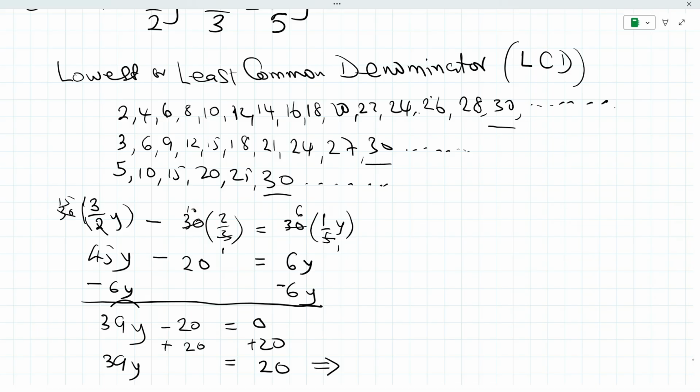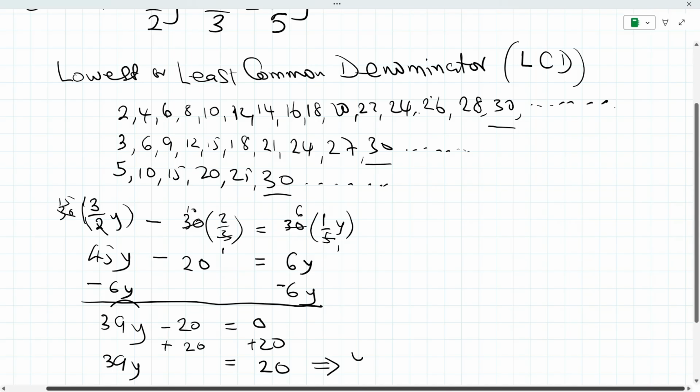And if we divide it by 39, then y will equal to 20 divided by 39, after we've divided both sides by 39. And this will end up being our final answer.